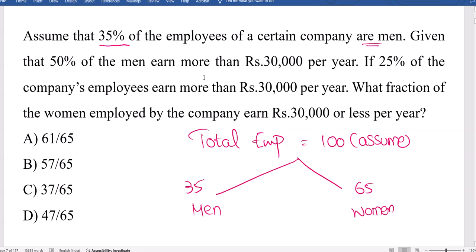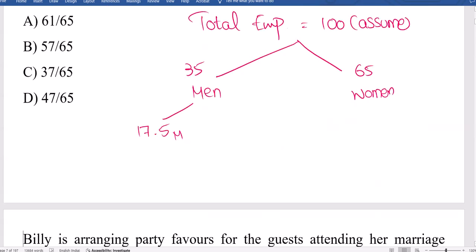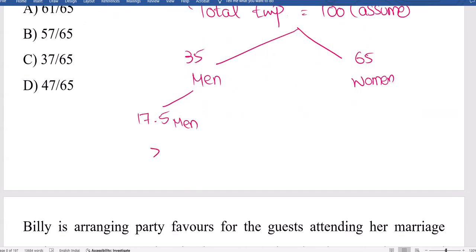Now they have given in the question 50% of the men. Men are 35, so 50% means 17.5. Then we would have to take 1000, then it will be 175, since the number of people should be an integer. Don't worry, it is my assumption here. In the question they have not given 100 employees, so it may be 200 or 1000 or anything. Yes, 17.5 men is not allowed, I agree, it should be an integer value. Fine, 17.5 men are getting more than 30,000. The remaining 17.5 men are earning less than or equal to 30,000.